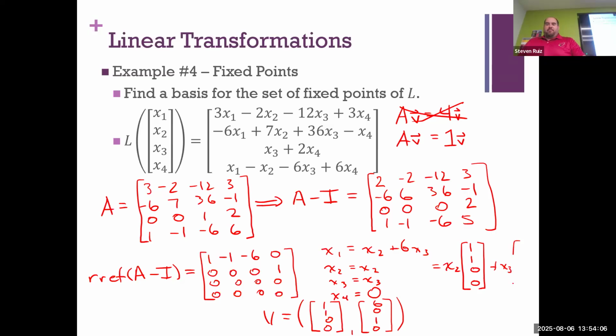Plus x3 times x1 equals 6 x3s, or contains 6 x3s. X3 and x2 are independent. X3 is equal to itself. X4 is equal to 0. So now we have 2 different basis vectors for fixed points. So any combination of those 2 vectors will be mapped to itself by L.